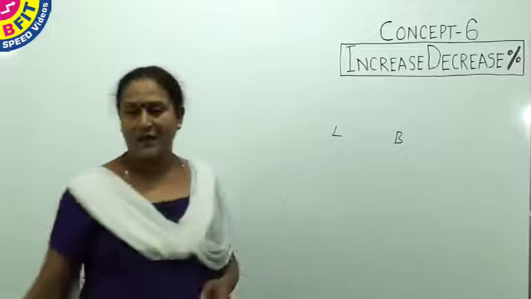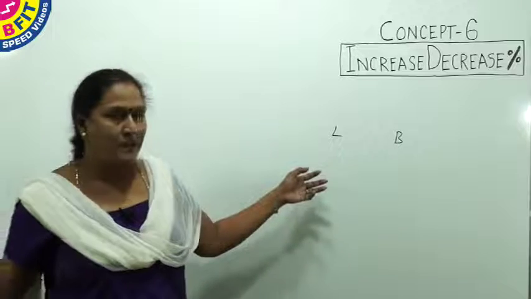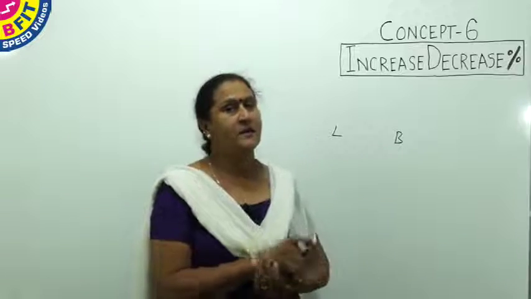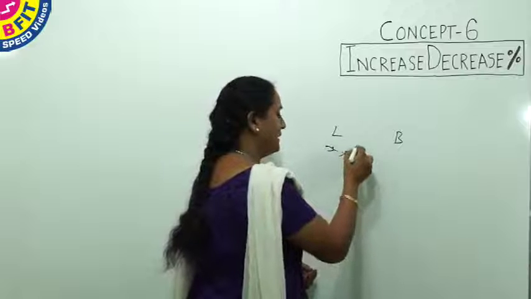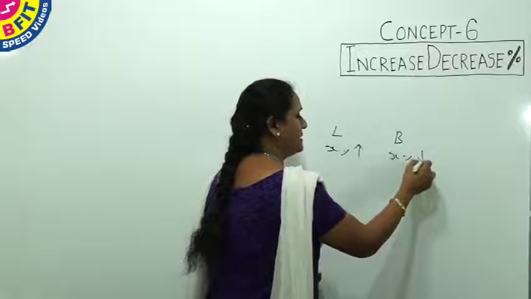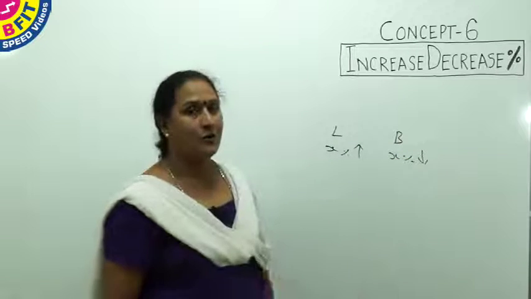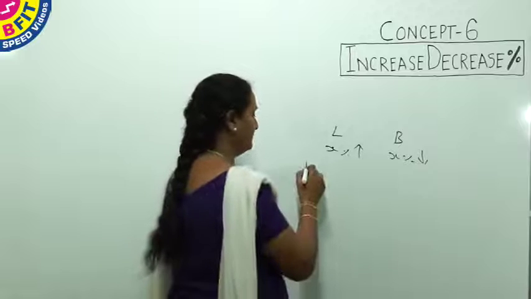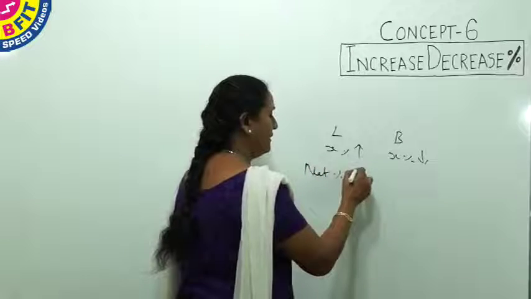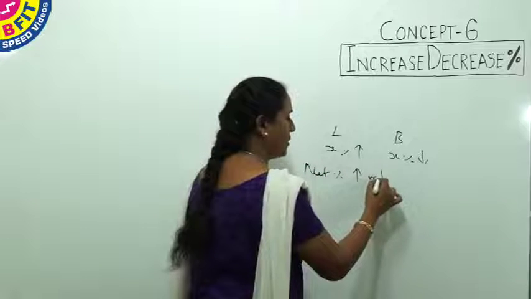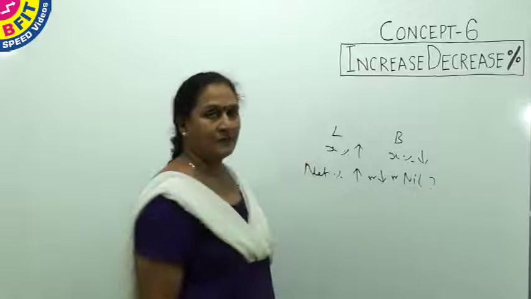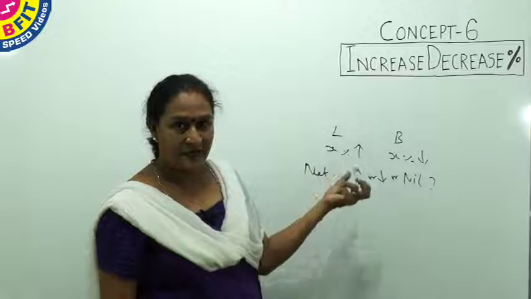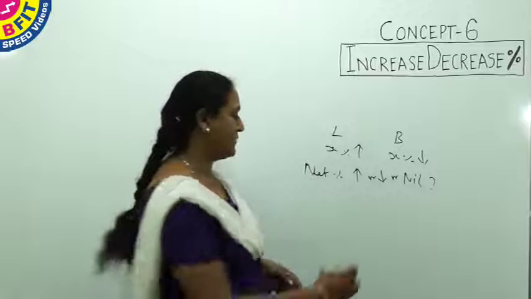So now what will happen if both length and breadth are increased and decreased by the same percentage? Suppose x% increase and here it is x% decrease. Now what will be the overall effect? Net percent, will it be increase or decrease or nil effect? So this we can test with that x plus y plus xy by 100.